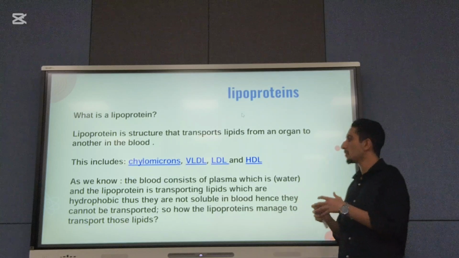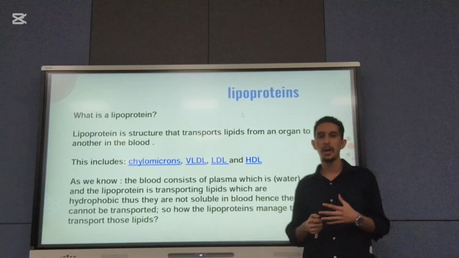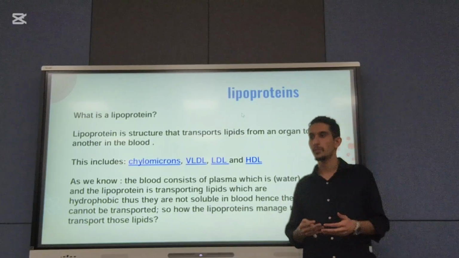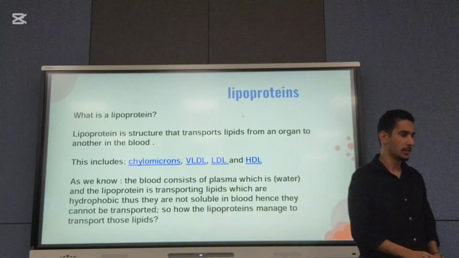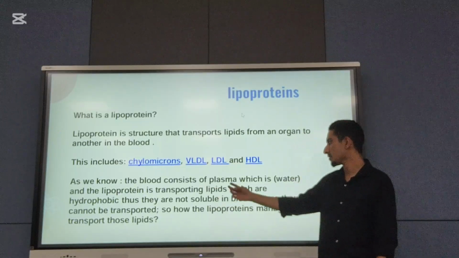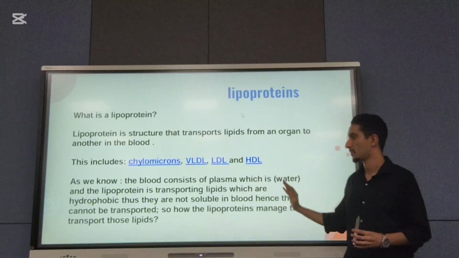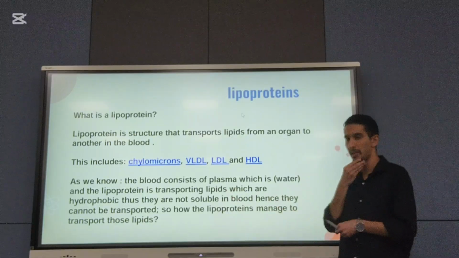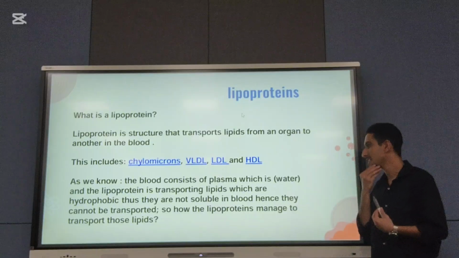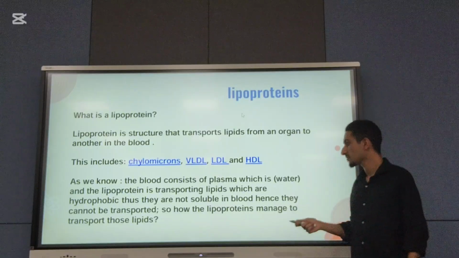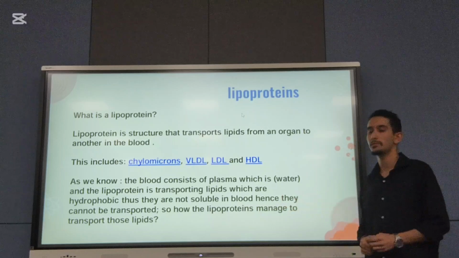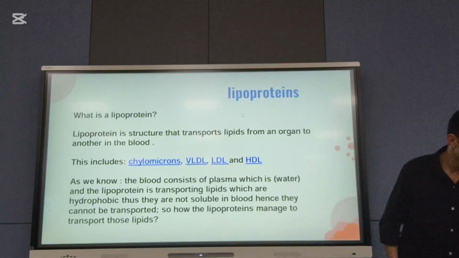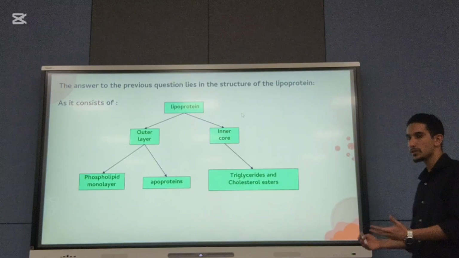In order to know how the lipoprotein transports this lipid, first of all, we need to know the structure of the lipoprotein. It consists of what exactly? As we know, the blood consists of plasma. The lipoprotein is transporting lipids, which are hydrophobic, thus not soluble in the blood, hence they cannot be transported. So how do the lipoproteins manage to transport those lipids? Here is the question. Let's try to answer it by knowing the structure of the lipoprotein.